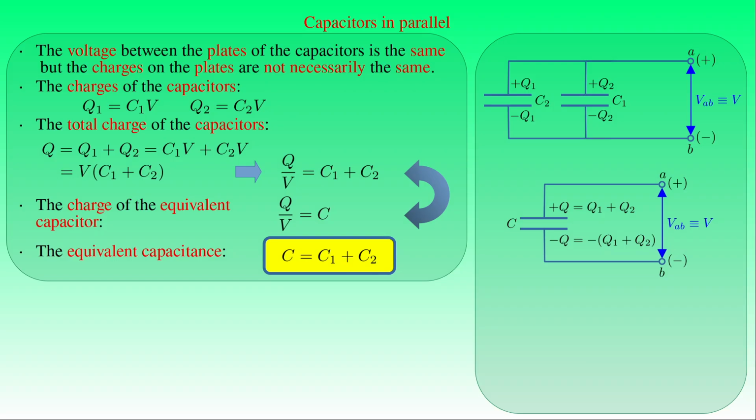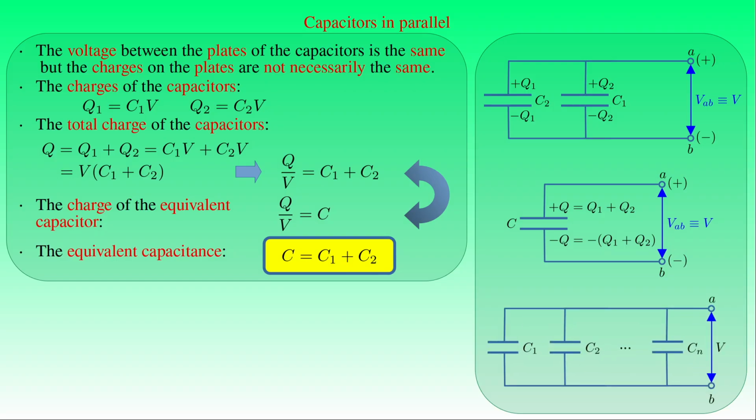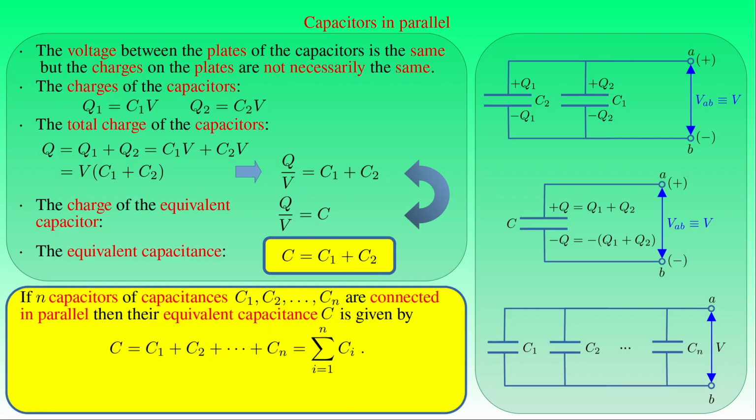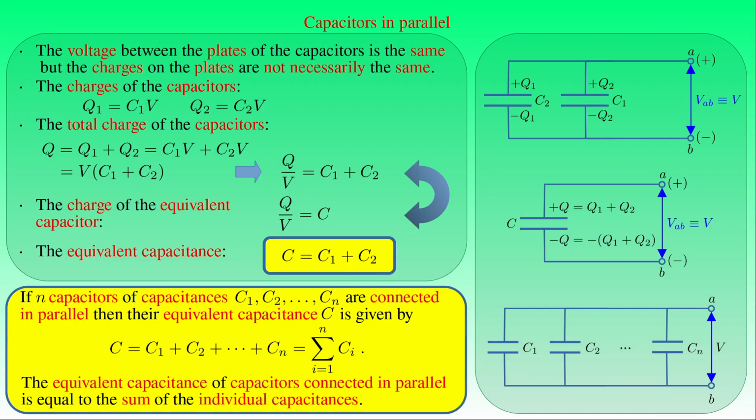Generally, if n capacitors of capacitances C1, C2, ..., Cn are connected in parallel, then the capacitance C of the capacitor equivalent to them is given by C1, plus C2, plus ... plus Cn, or the sum of Ci from i equals 1 to n. In other words, the equivalent capacitance of capacitors connected in parallel is given by the sum of the capacitances of the individual capacitors. As opposed to the case of capacitors connected in series, the equivalent capacitance of capacitors connected in parallel is always greater than the capacitances of the individual capacitors.